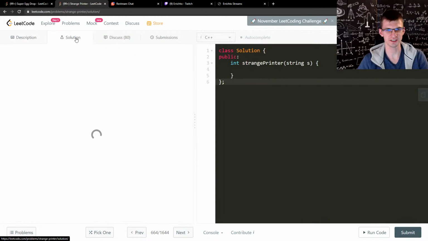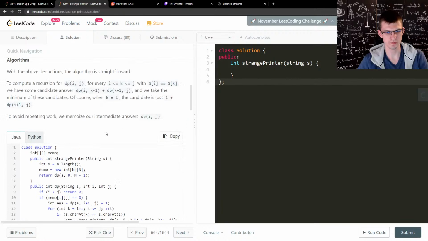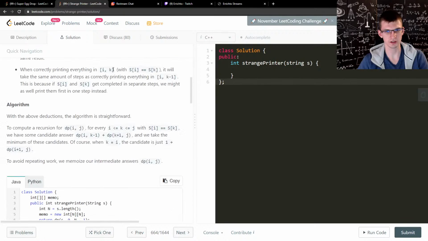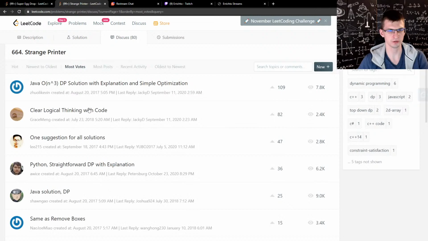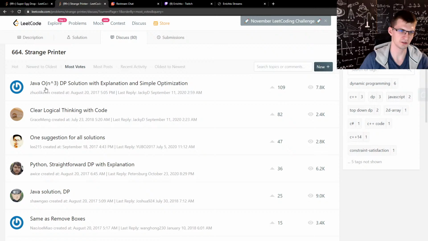The solution in this problem has the average rating of 2 stars out of 5. So I think people didn't like this one. But in discussion there are some more. If you want to learn about different solutions, just read discussion, sort by most votes and read some of that. Perfectly, just find the first post with solution in your language. Like if you use Java, use this one. Python, use this one.